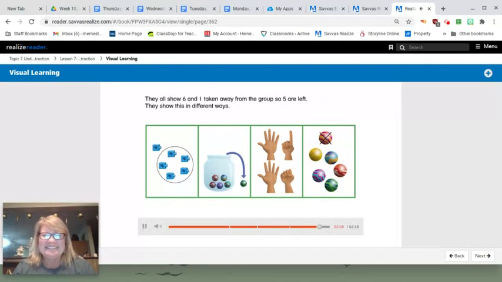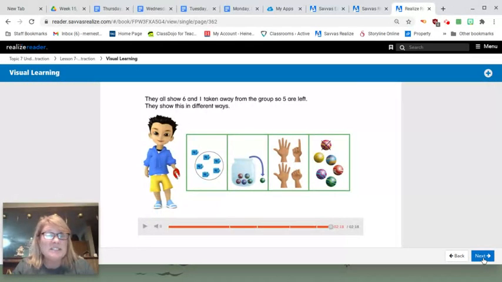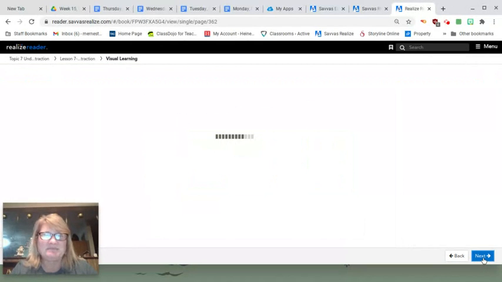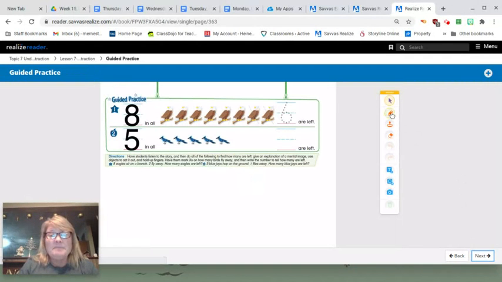They all show 6 and 1 taken away from the group, so 5 are left. They show this in different ways. Good work, kindergartners. Let's go to some practice in our books. Make sure you get a pencil. We try to use pencils in our books, and Mrs. Ernest is going to grab her pencil right away.